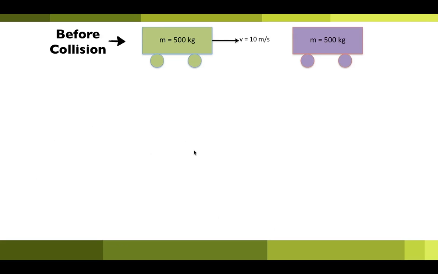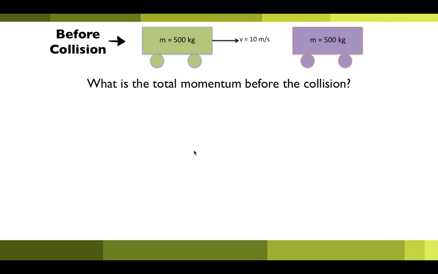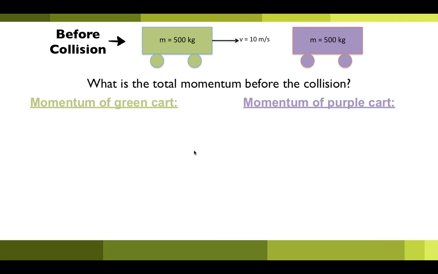So again, we're going to start by looking at before the collision. And we'll ask ourselves, what is the total momentum? Well, in order to find the total momentum, we need to find the momentum of each individual cart. So we're going to start with the green one. Momentum is mass times velocity. So mass of 500 kilograms, velocity of 10. So the total momentum of the first green cart is 5,000 kilogram meters per second.